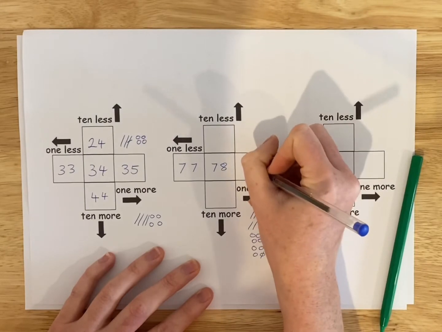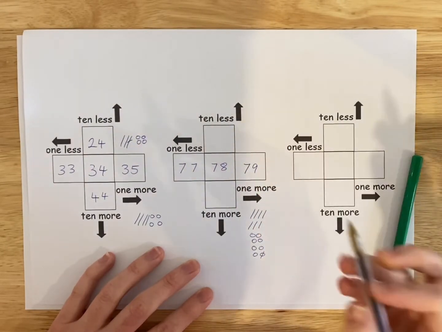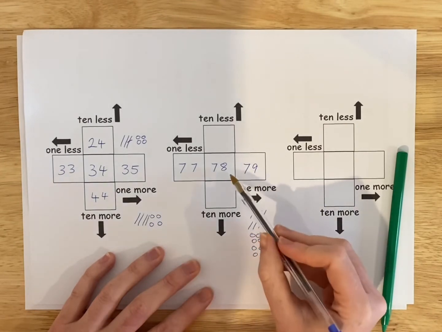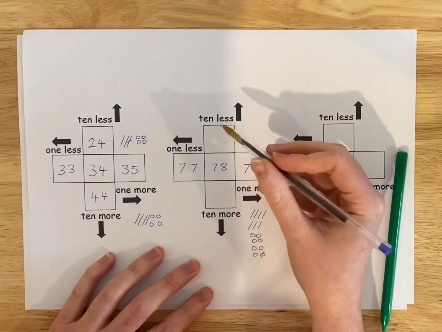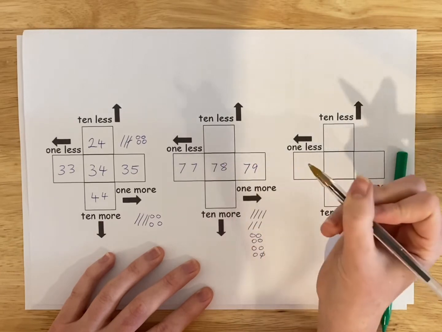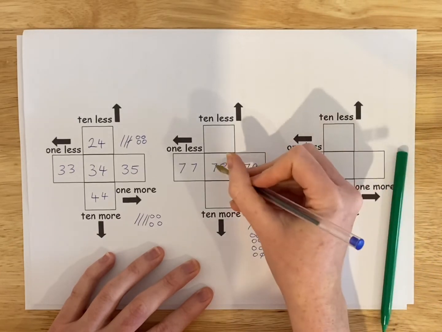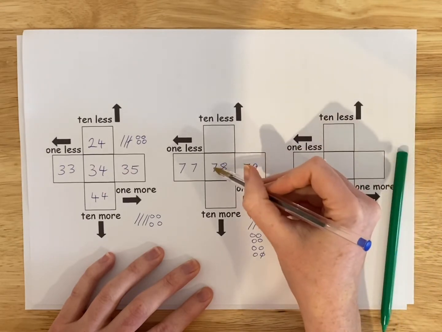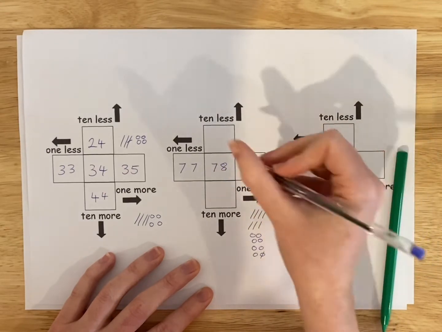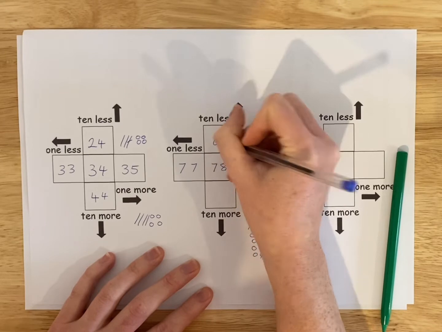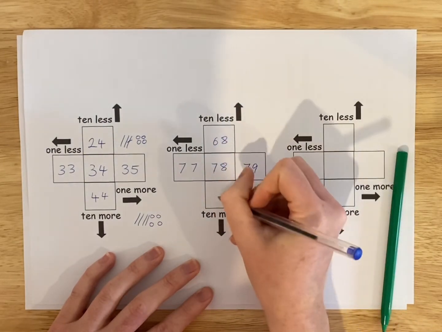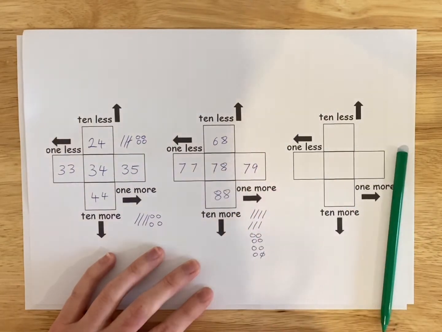1 more is 79. 10 less, we can use the same method we did over here, or we can look at the digits and think, right, okay, so the 7 is the tens digit. So we're going to keep the ones the same, we're not changing the ones, we're only going to reduce the tens digit by 1. So it'll be 68. If we're increasing the tens digit by 1, it will be 88.